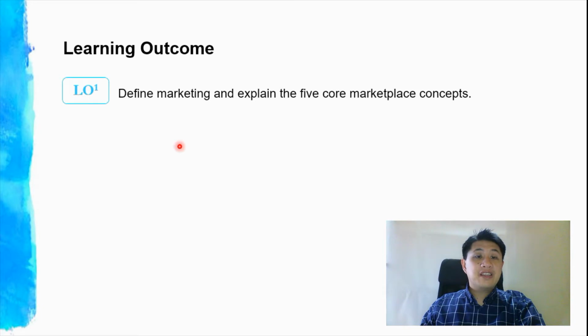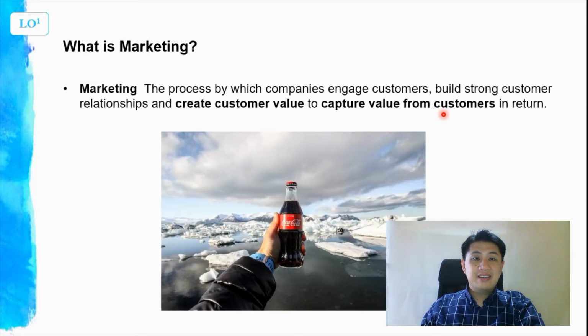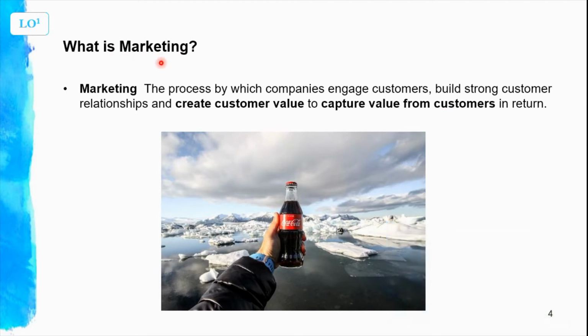In this video, we're going to define what is marketing and explain the 5 core marketplace concepts. So let's start. What is marketing? Marketing itself is what we know as the process by which companies engage customers, build customer relationships, and more importantly, create customer value to capture value from customers.